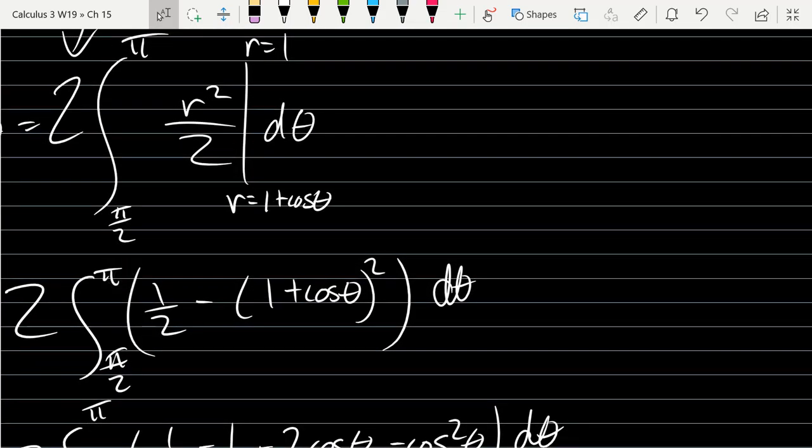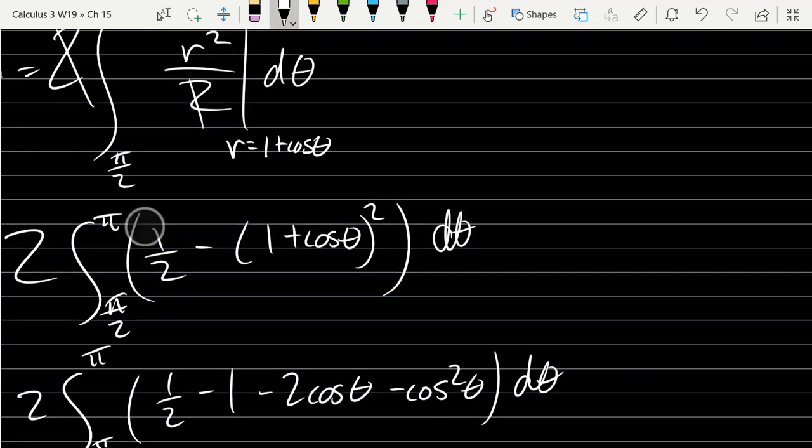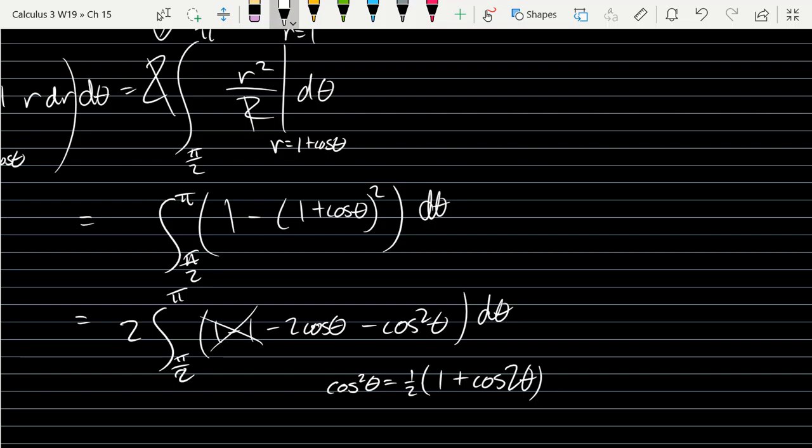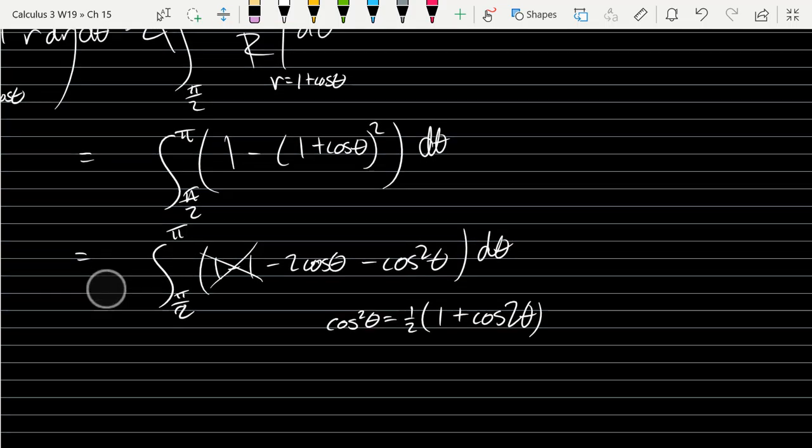Actually, in that case, I should have canceled. I don't know why I didn't do that. And then we have, everything looks a lot nicer. So 1, cancel the 1. Minus 2 cos theta minus cos squared theta. So 1 cancels the 1. There we go.